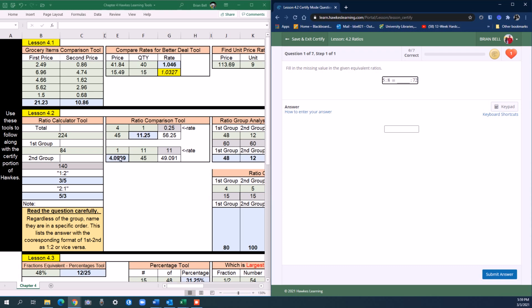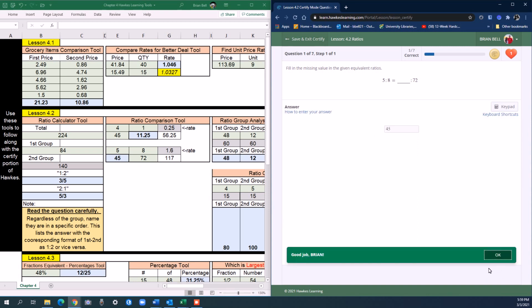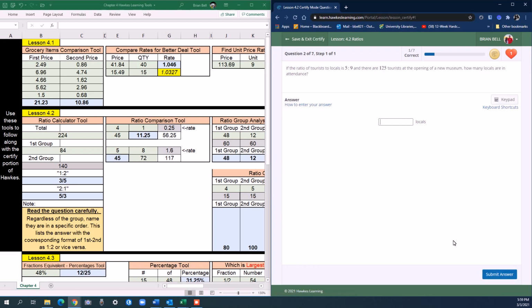So I'm going to go ahead and put in 5/8, okay? And then I'm going to go down here and I put in 72. That's going to give me a nice even number of 45. And then I'm going to get a green box because I know it's going to be good. Bada bing, bada boom.